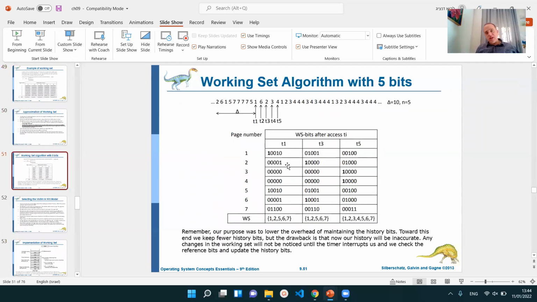In the last one, they're also just history bits, but they're not 100% accurate because, for example, if I want to ask you at time 1, what was the previous reference? You might say, well, I don't know if it's either 1 or 5. How am I supposed to know? I have a 1 and a 5 here. So they're history bits, but they're not exact history bits.